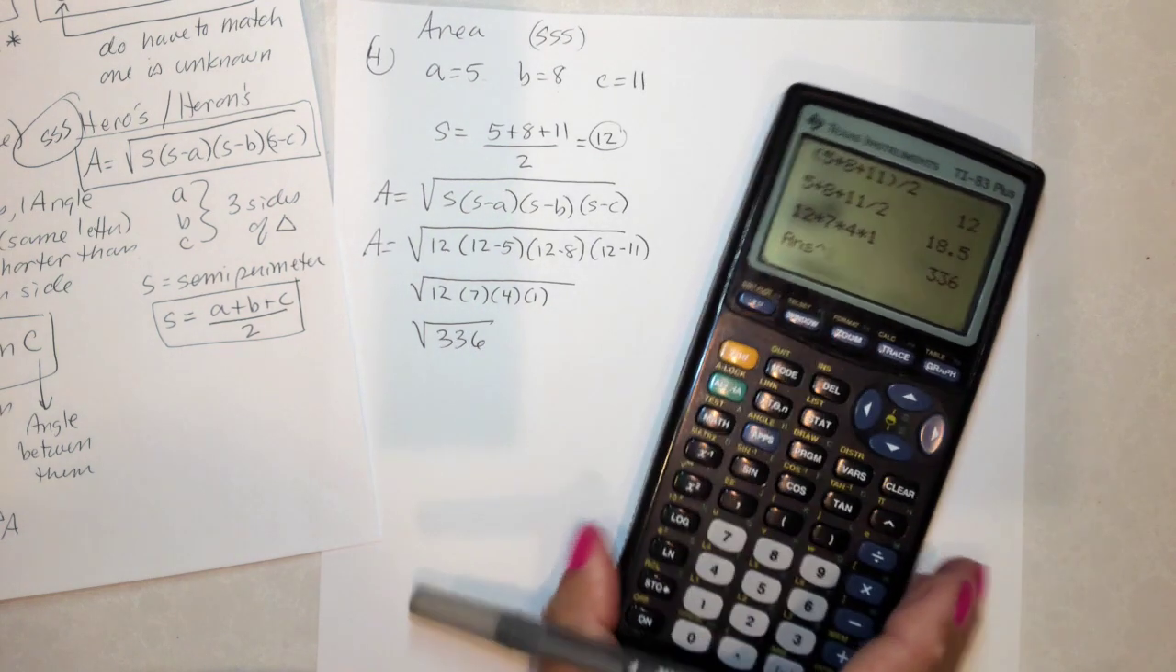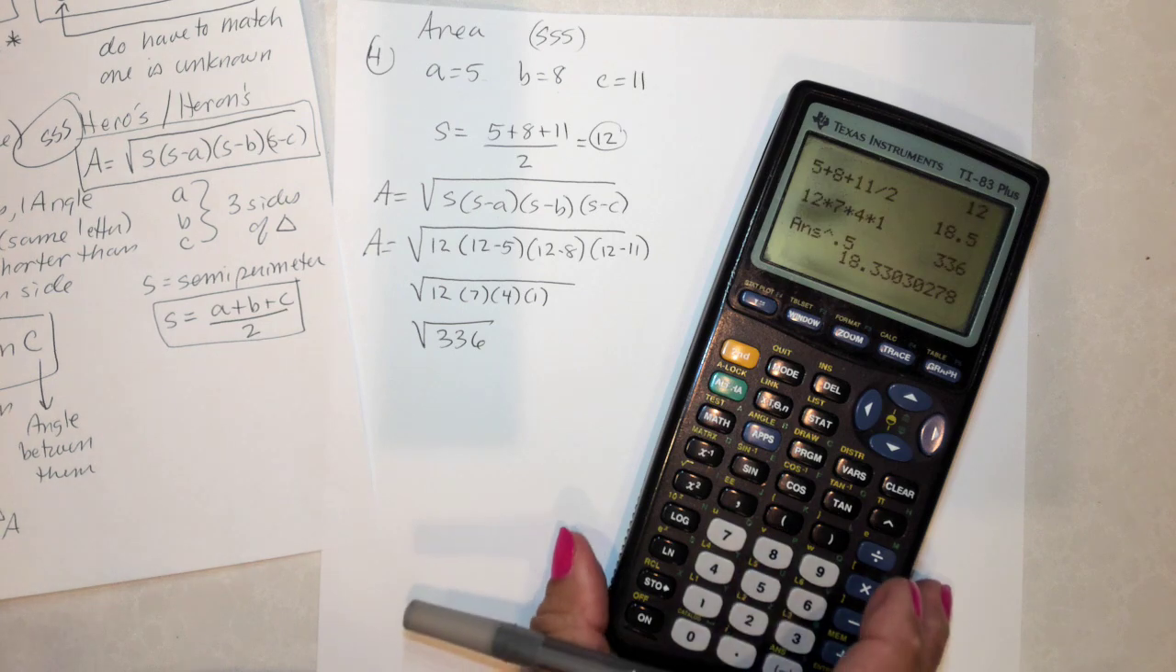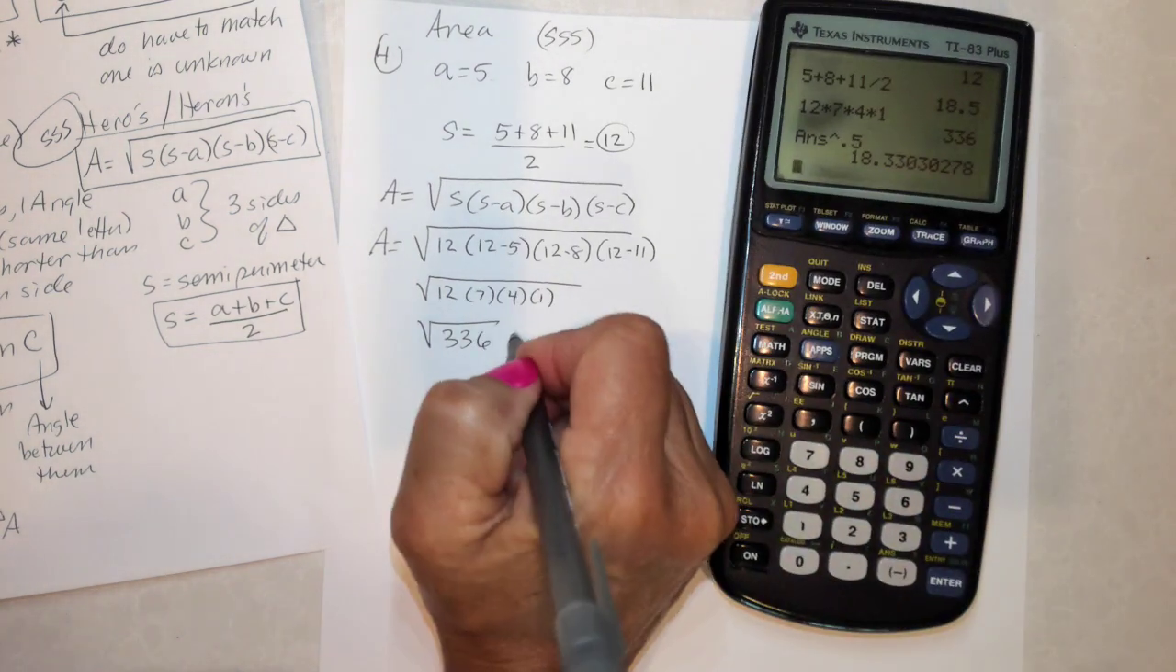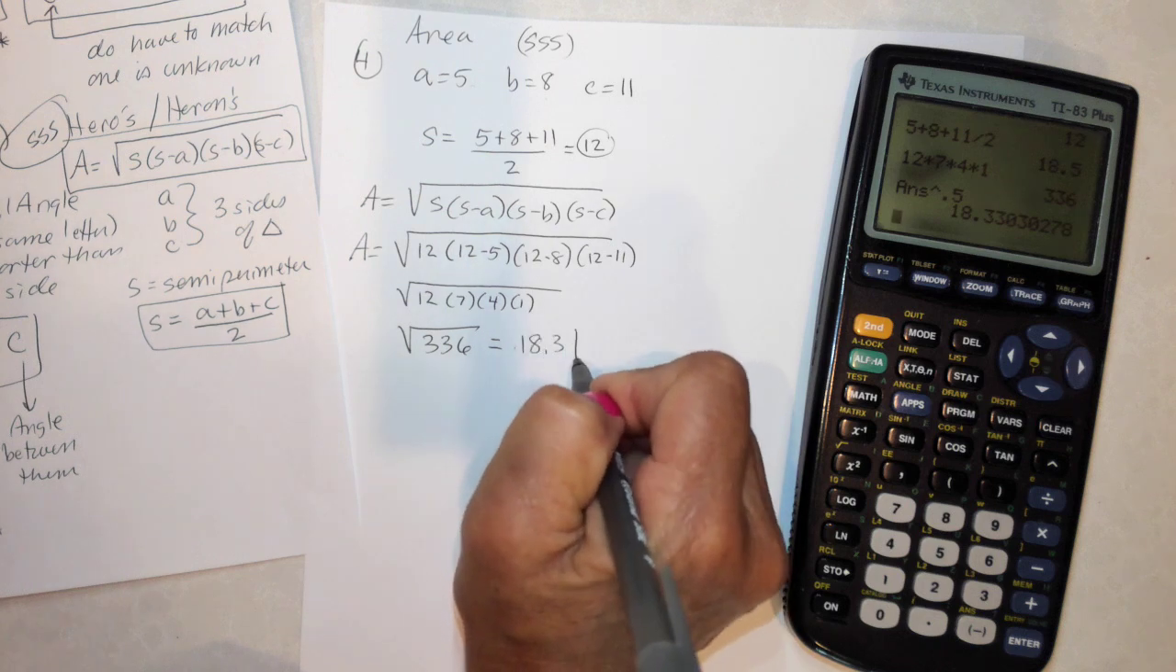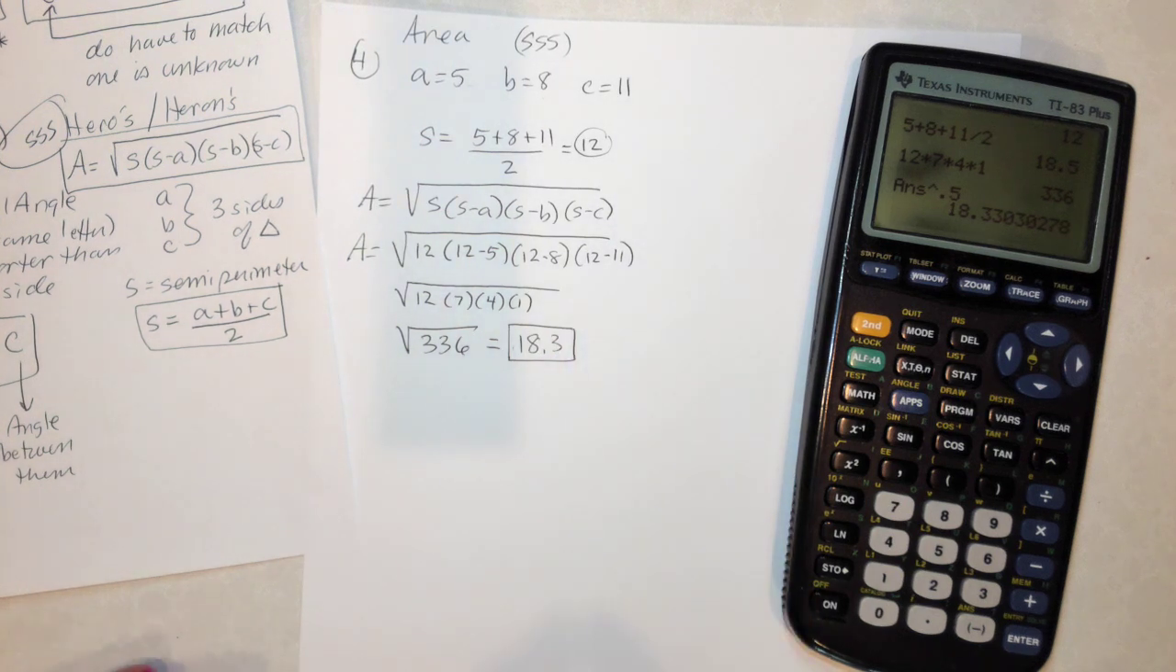So then I'm going to square root it, which is the same as a half power. So I get 18.33, and the instructions say to round to the nearest tenth. So 18.3 is going to be the area for that particular problem.